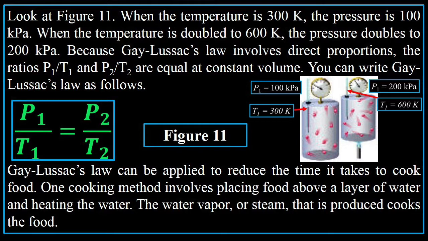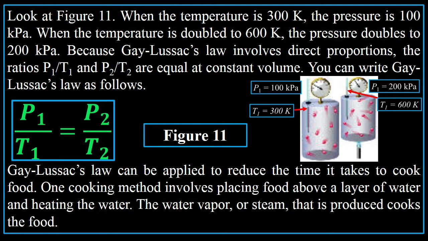The ratios P1 over T1 and P2 over T2 are equal at constant volume. You can write Gay Lussac's law as follows: P1 over T1 equals P2 over T2.